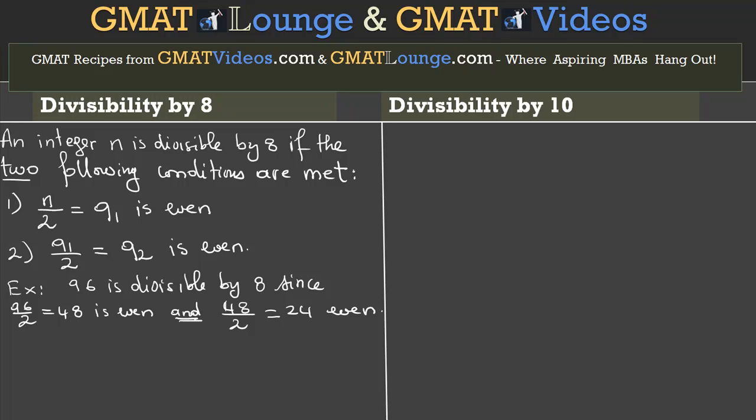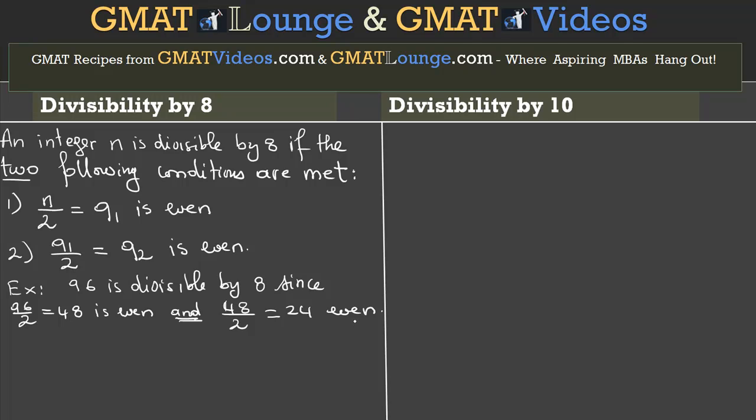Remember, 8 is equal to 2 times 2 times 2. And really we don't need to perform the last division, because knowing that the quotient is even, we know it's divisible by 2. So we need not perform that particular division. Okay, so this is it.